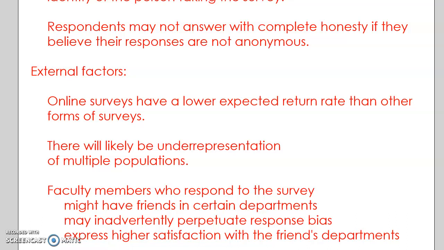Also, faculty members might respond to the survey depending on if they have friends in other departments. For instance, I might have a friend in the English department and I might respond to the survey in a different manner, knowing that my response might help the English department or my friend. So that might skew the results of the survey.